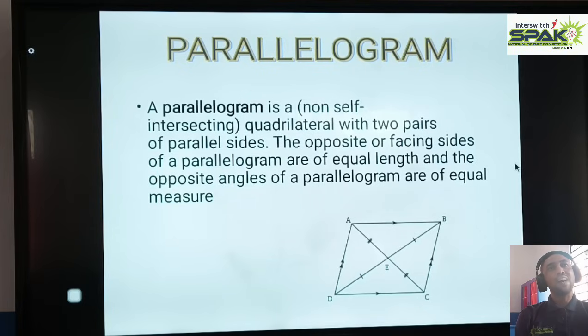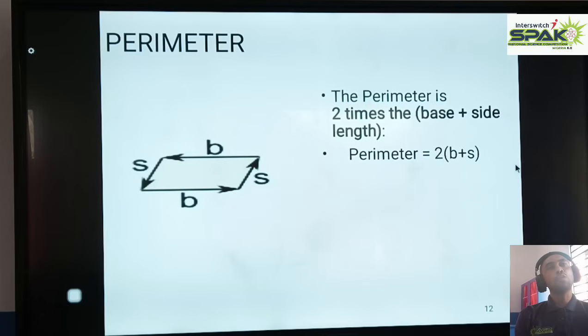So it only bisects, that is, divide each other into 2 equal parts. So that is the properties of a parallelogram. Then we now go to perimeter of a parallelogram. The perimeter of a parallelogram is 2 times the base plus side length. So we have the base to be B and the side length to be S. So the perimeter will now give us 2 into bracket B plus S.